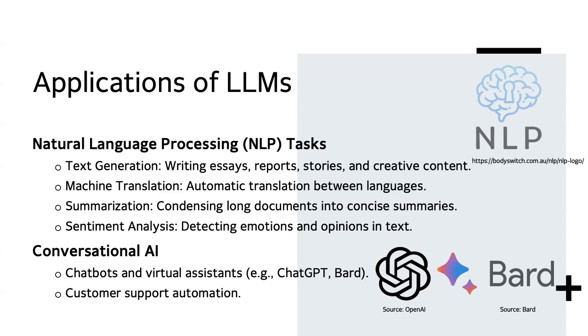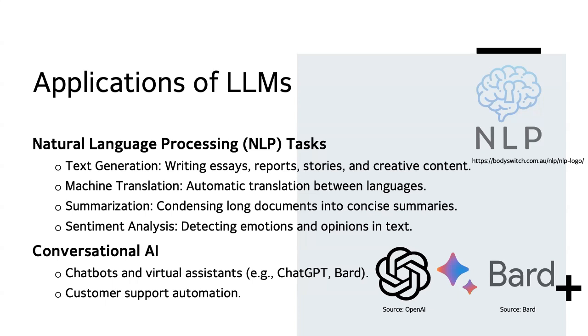First, we have natural language processing task, NLP task. So it first generates some text like writing essays, reports, or stories, and some creative content. Also, it has machine translation, so we can now have automatic translation between languages. Also, we can work on summarization, which is condensing long documents into concise summaries. Also, we have sentiment analysis, which is detecting emotions and opinions in the text.